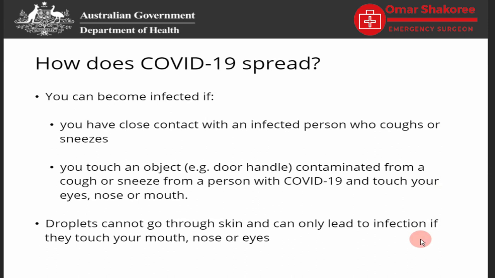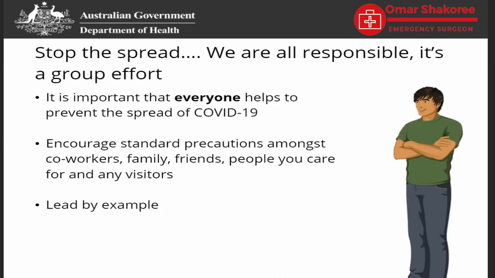Now, how does COVID-19 spread? We will continue. You can become infected if you have close contact with an infected person who coughs or sneezes, or you touch an object like a door handle which is contaminated from a cough or sneeze from a person with COVID-19 and touch your eyes, nose or mouth. Droplets cannot go through the skin and can only lead to infection if they touch your mouth, nose or your eyes.